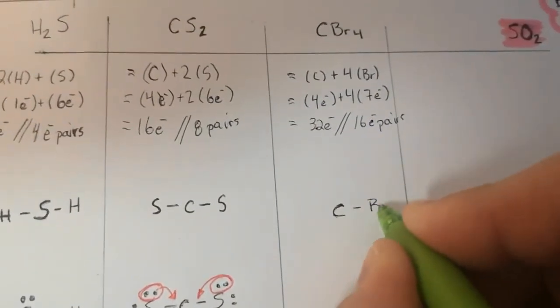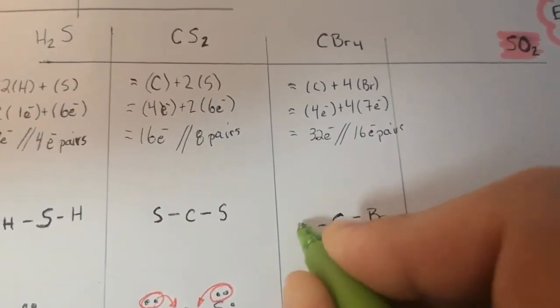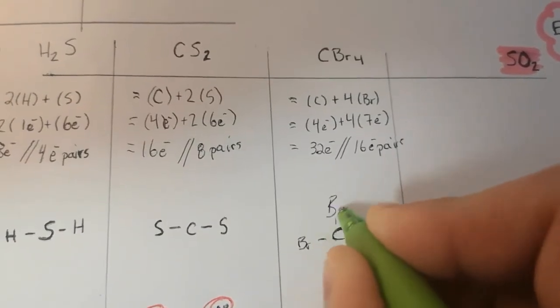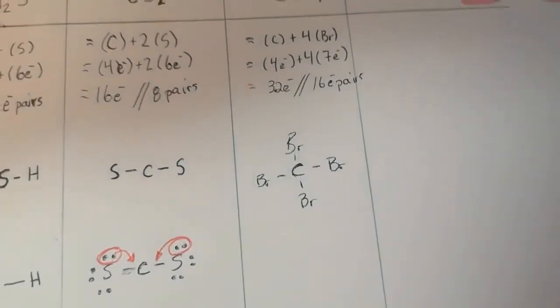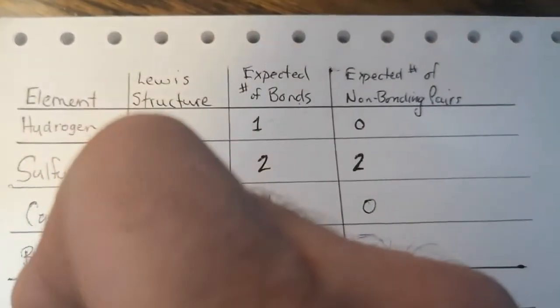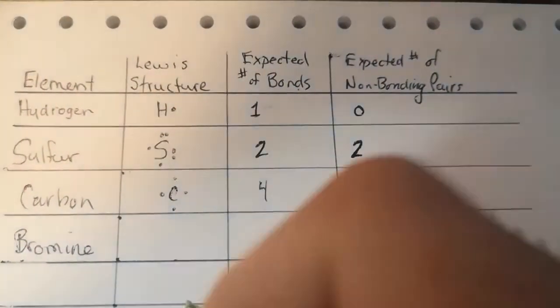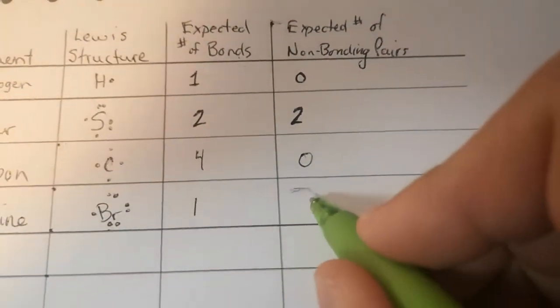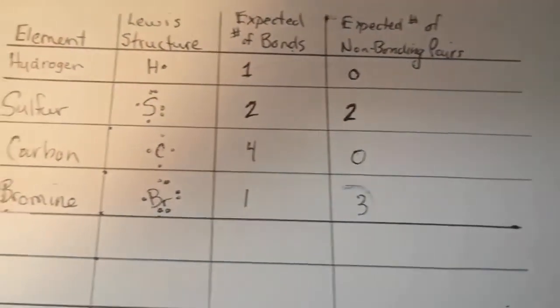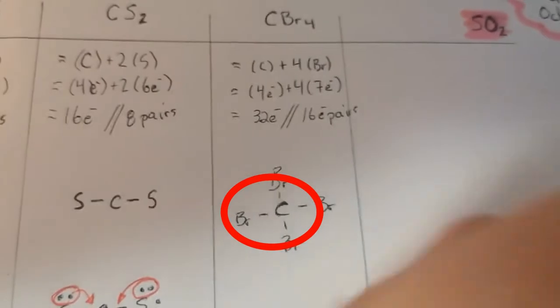There you go. Our carbon, we're going to connect to each of our peripheral elements. Remember, carbon has the greatest bond capacity between it and bromine. If we were to draw out bromine, a group 7 element, it would have 7 valence electrons. We expect it to form 1 bond and have 3 non-bonding pairs in its final diagram. Now we have 16 pairs. We've used 4 of them, so 12 pairs remain.